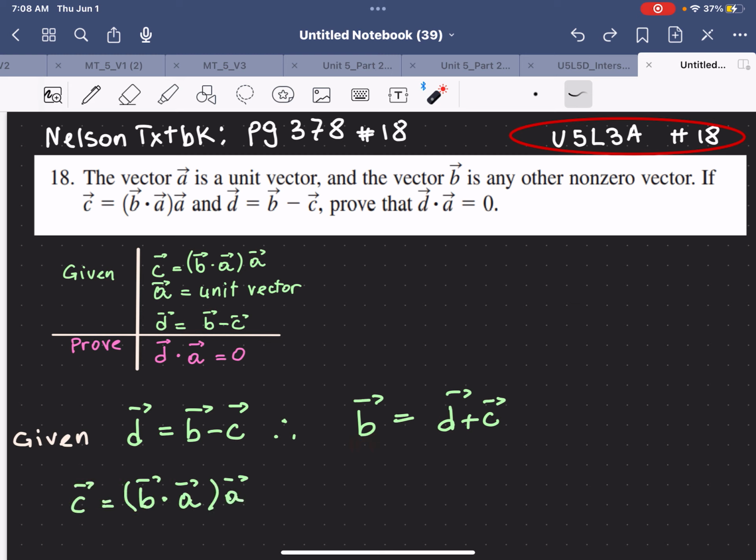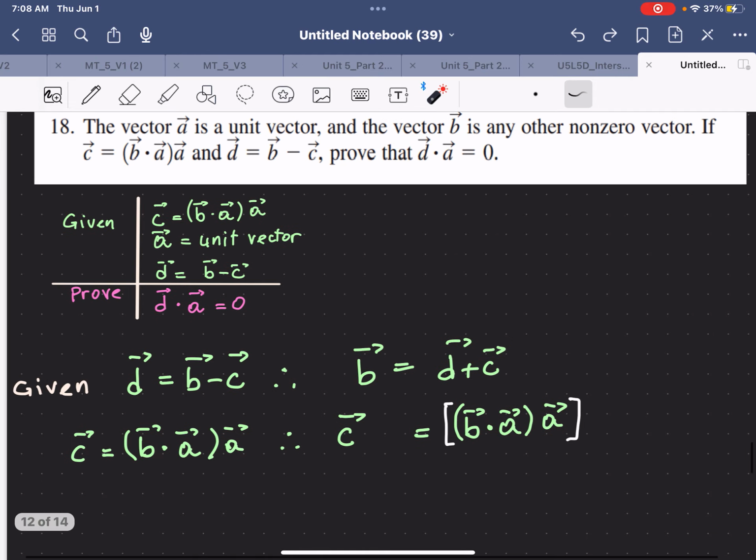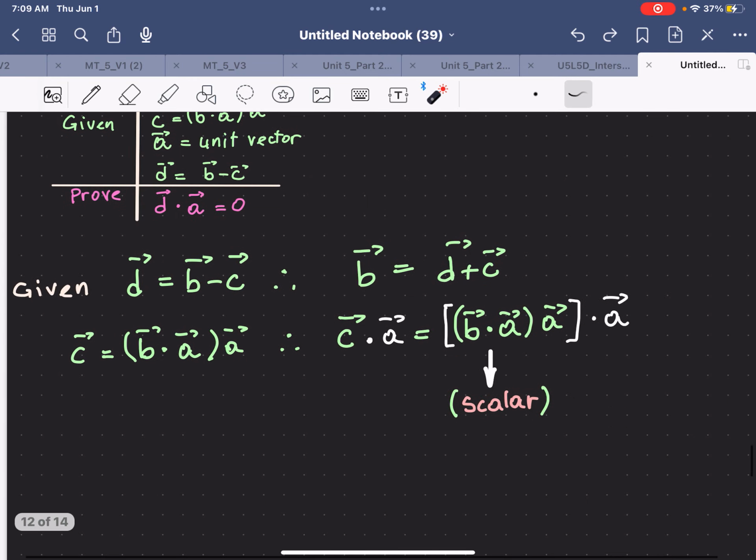And knowing now that C equals B dot A times A, then we're going to say that vector C, which is B dot A times A, can be dot producted with A by multiplying both sides of the equation by A, and not just multiplying, but dot producting each side of the equation by A. So this will bring us to the following conclusion.